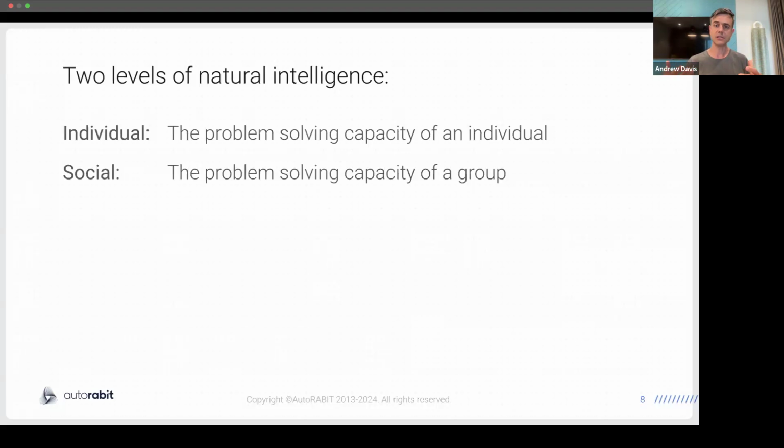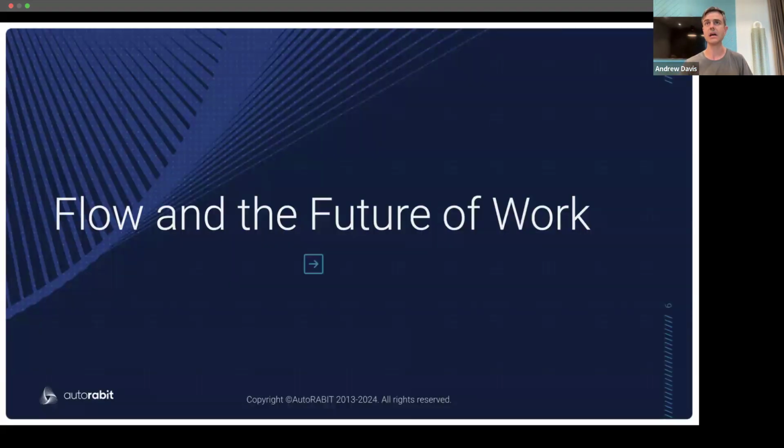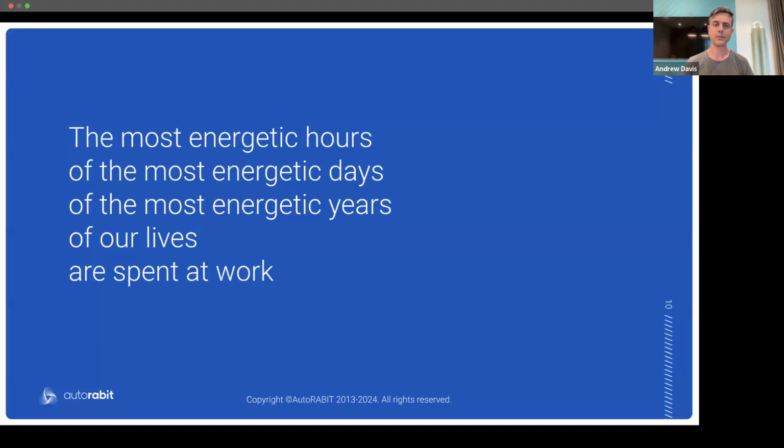There is an intelligence or lack of intelligence to our organizations as well as there is to individuals. And that takes us to this topic of flow and the future of work. So it helps me periodically to reflect that the most energetic hours of the most energetic days of the most energetic years of our lives are spent at work. Probably many of you are at work right now. I'm at work.